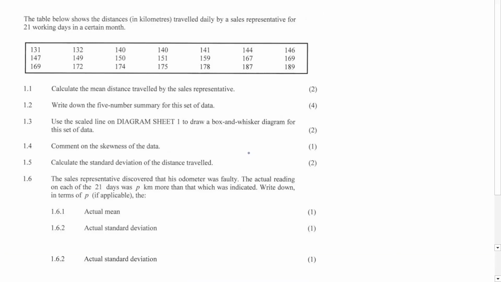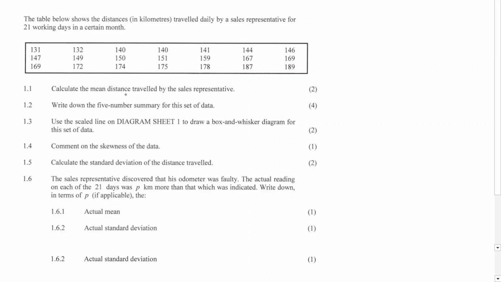In this video, we looked at a worked example of concepts like the box and whisker and standard deviation. And so what you've got is a table showing the distances in kilometers traveled daily by a sales representative for 21 working days in a certain month. And so they've lovingly put it into order from smallest to biggest. Sometimes you might need to do a bit of rearranging yourself.